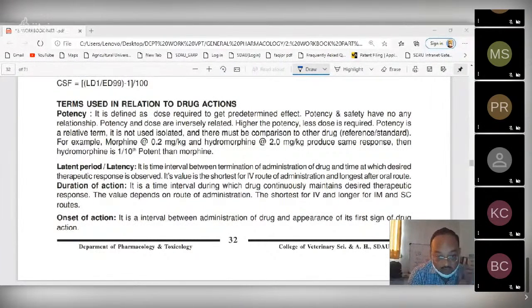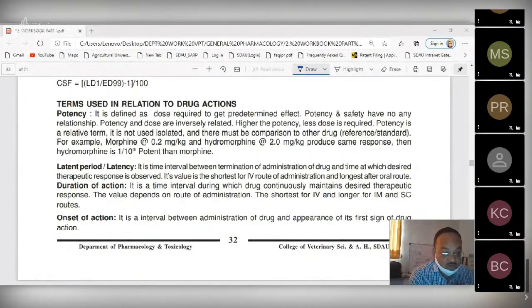So which one is more potent? Naturally morphine. Why? Ten times less drug is used to produce the response, while hydromorphone uses 2 milligram. So this is less potent. You can say hydromorphone is 1/10 as potent as morphine. So potency is a relative term. It is always measured in comparison to the reference or standard substance.